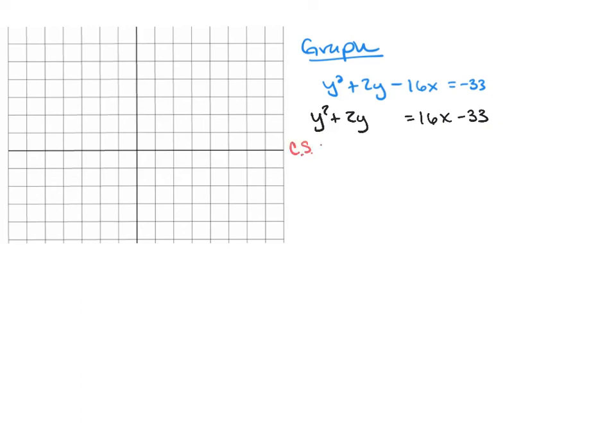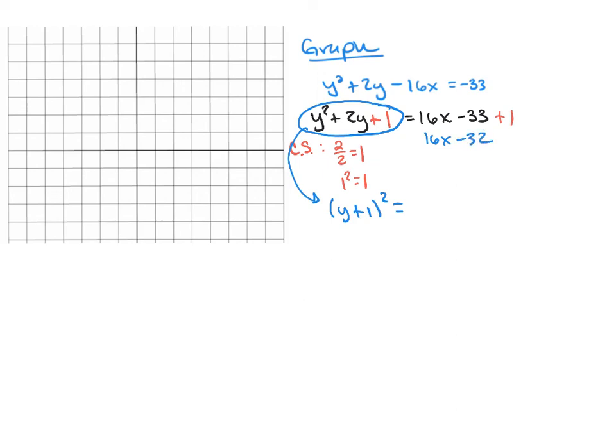on the left-hand side. So 2 divided by 2 is 1, and 1 squared is 1. So if I add a 1 to the left-hand side, I should get something that factors beautifully. I just have to balance, and I have to add 1 to the other side too. Okay, terrific. So now I have y squared plus 2y plus 1 factors to y plus 1 all squared. And the other side becomes 16x minus 32. Remember, we want the coefficient of the x to be 1, so we'll factor out the 16 and get x minus 2.